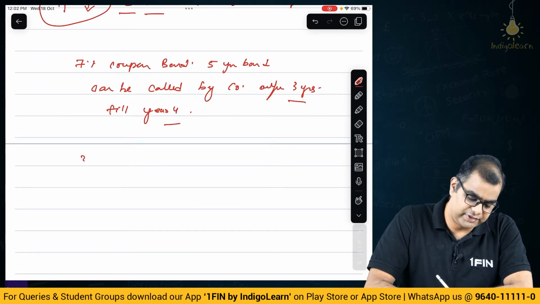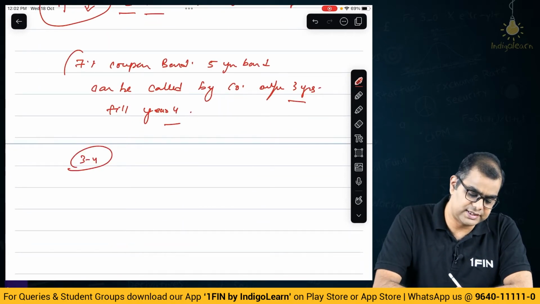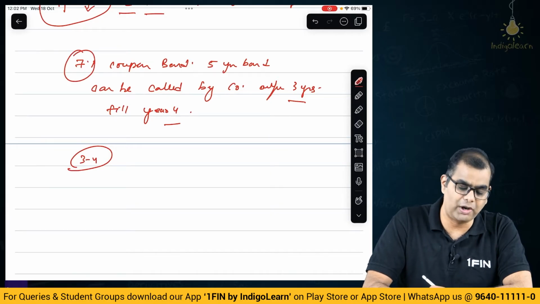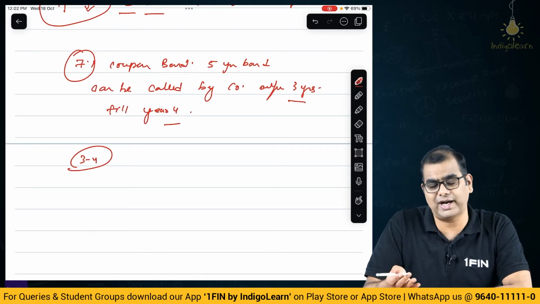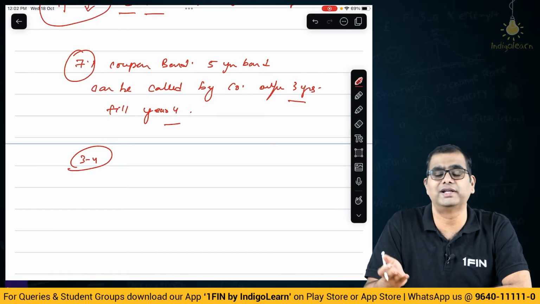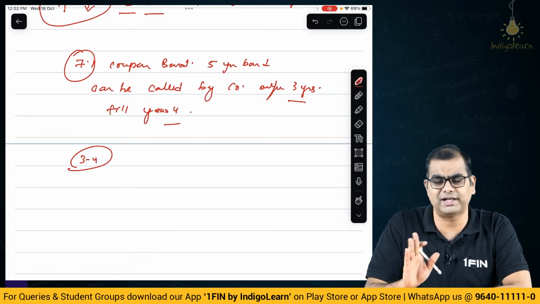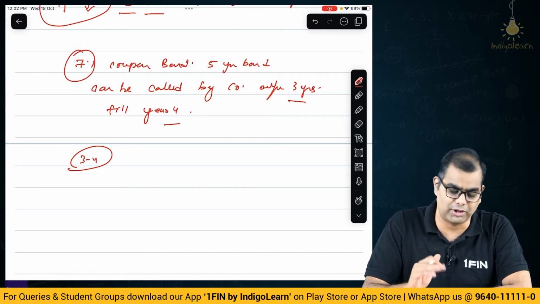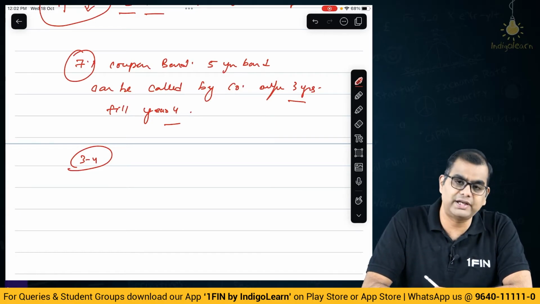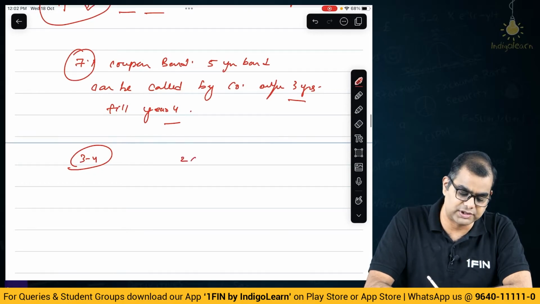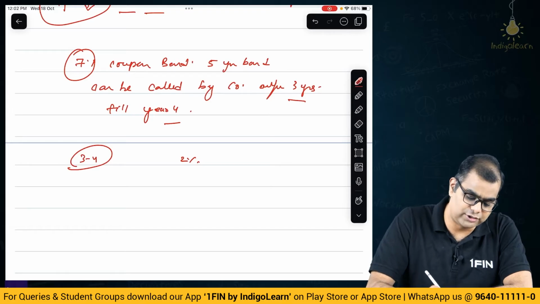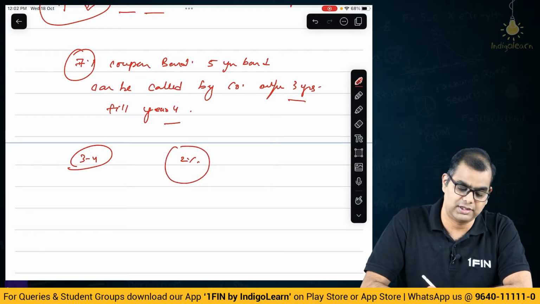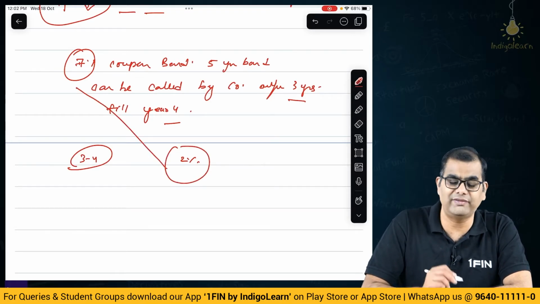Now, between year 3 and year 4, assume that there is a call. You can also add that whenever the bond is called, there is a premium, there is a discount, something like that. You can add many such features to the bond. Now, between year 3 and 4, let us say the interest rate in the market is 2%. So, the company can now borrow at 2% instead of 7%.